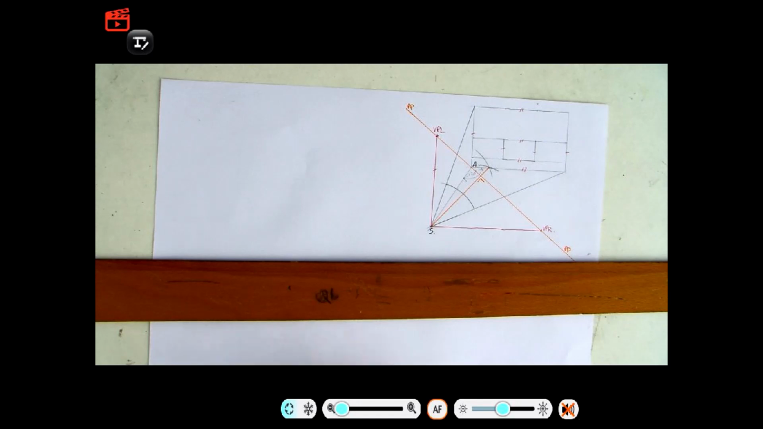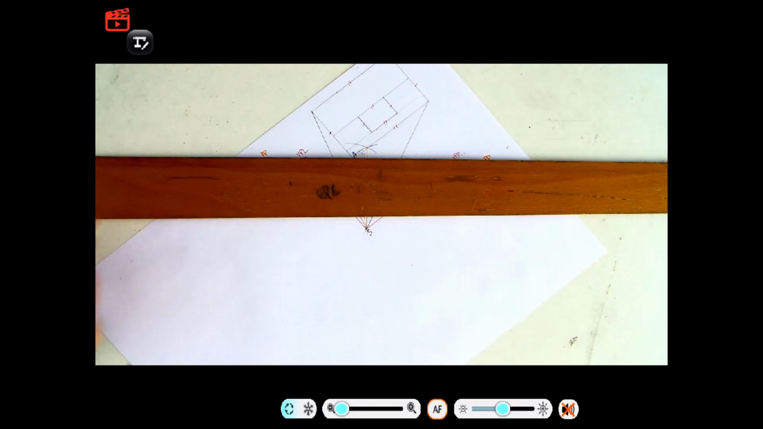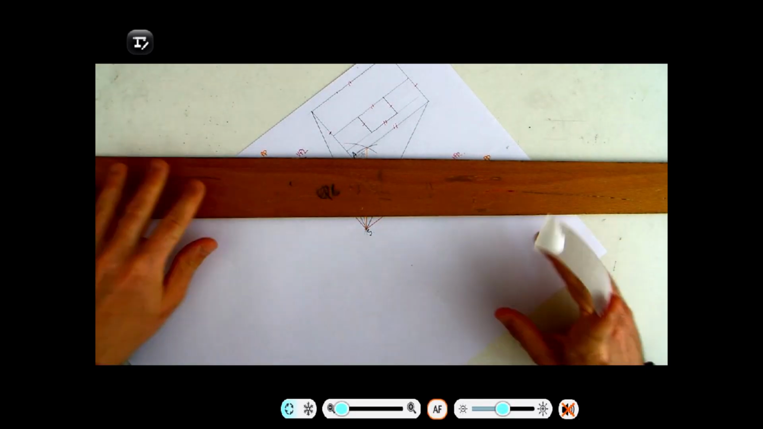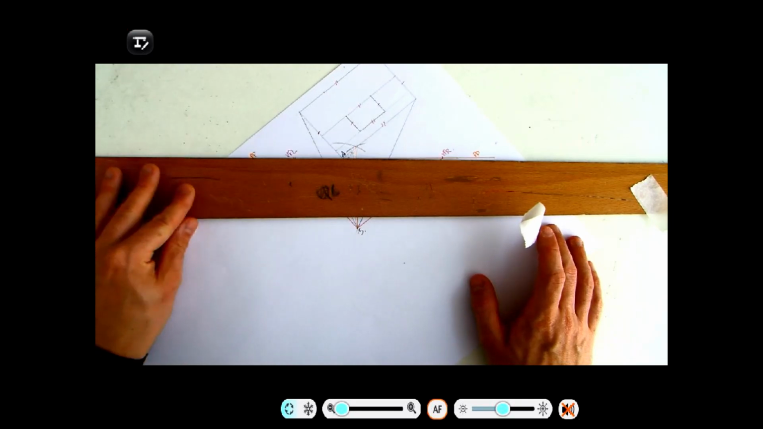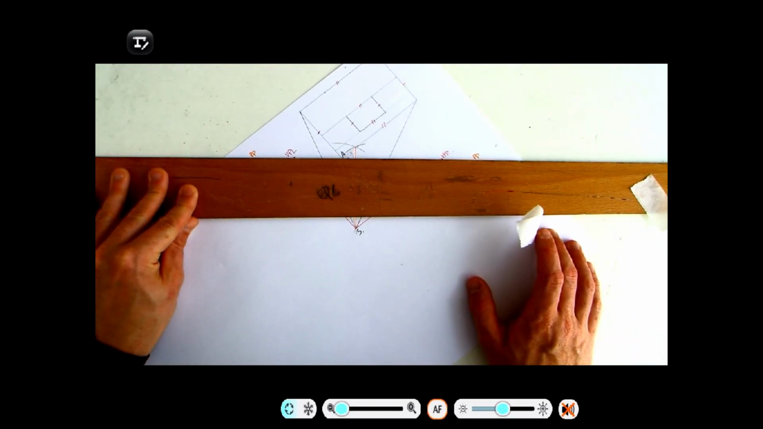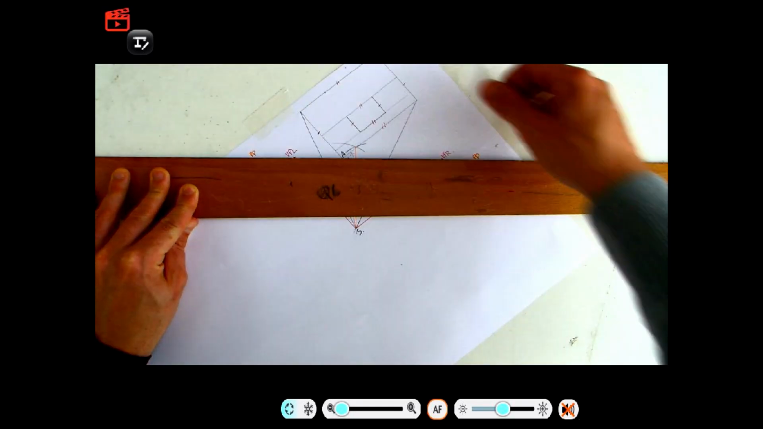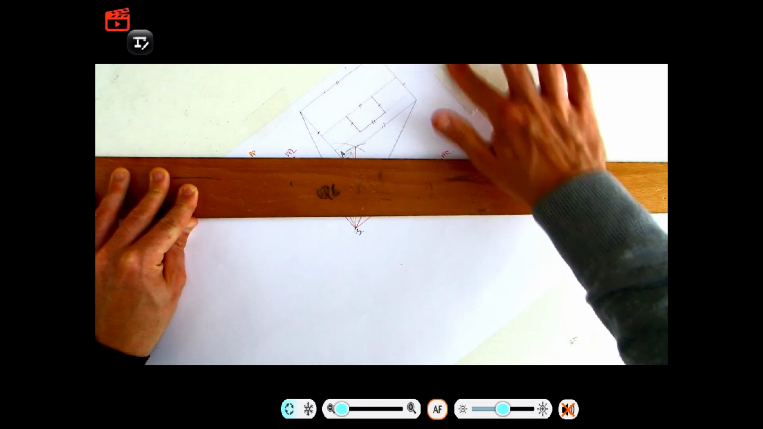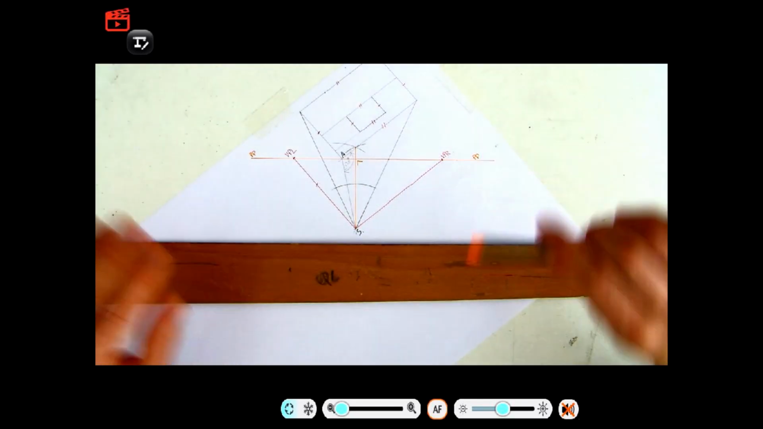I'm going to spin it around so that I can get my picture plane in a horizontal position, and then I can retape it down. Okay, so my picture plane is in a horizontal position. The next thing that I'm going to draw is my horizon line and my ground line.